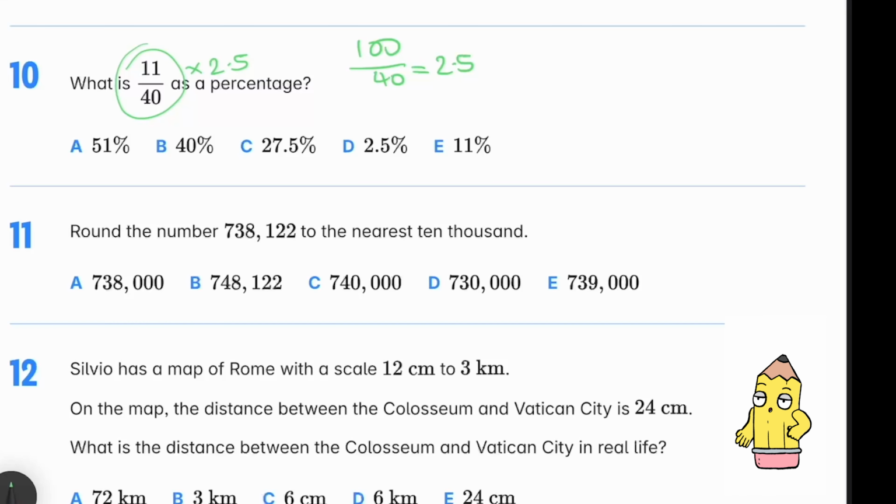So straight away, 11 times 2.5 is 27.5. And as we know, 40 times 2.5 is 100. So there we are. Percent means number of parts in 100. So our final answer is 27.5.